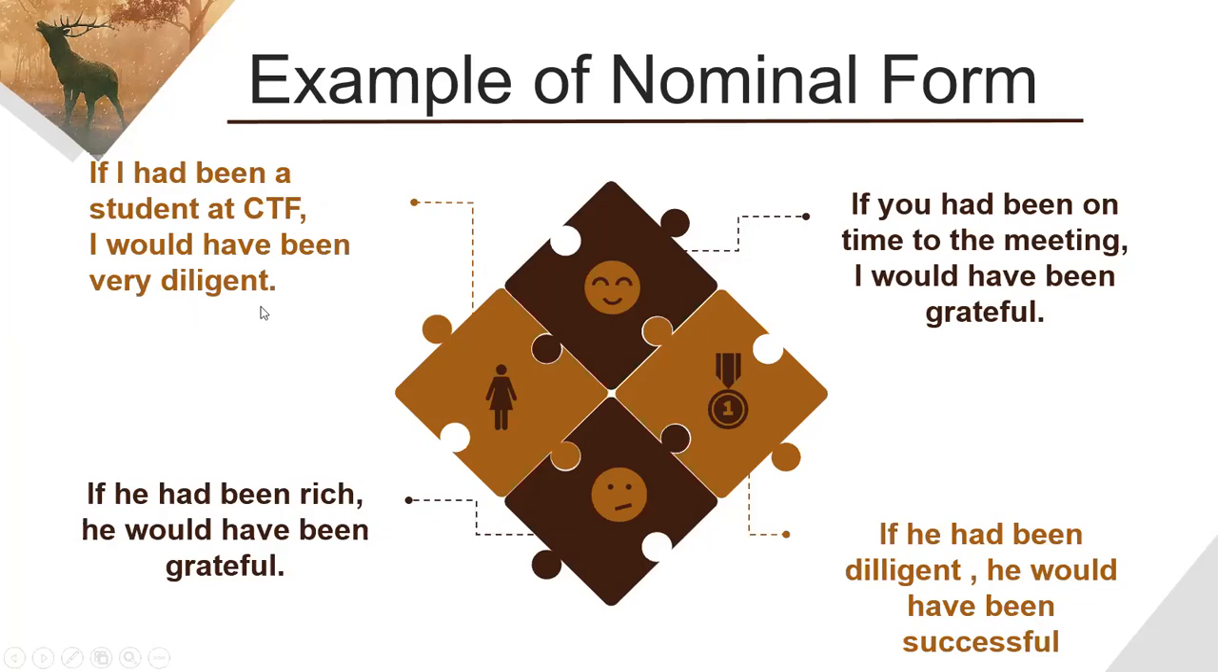Right, so another example is if he had been rich. If he had been rich, he would have been grateful. So he had been here instead of an acting verb, kita menggunakan been. The fact is, what is the fact? He was not rich, sir. Okay, he was not rich, and he would have been grateful. Was he grateful or not?